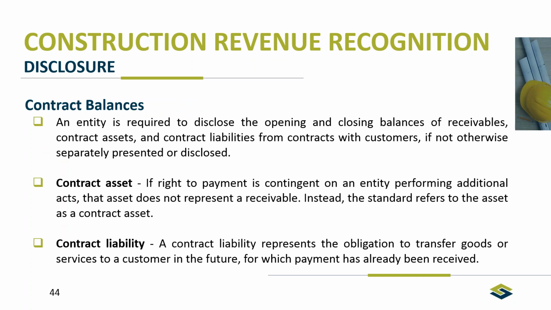Contract balances. An entity is going to be required to disclose the opening and closing balances of receivables, contract assets, and other liabilities from its contracts with customers, if it's not otherwise disclosed separately in the statements. Sean touched on these before, but if the right to payment is contingent on the entity performing additional acts, this does not represent a receivable. Instead, the standard refers to it as a contract asset, and a contract liability represents an obligation to transfer goods or services to customers in the future for which payment has already been received.